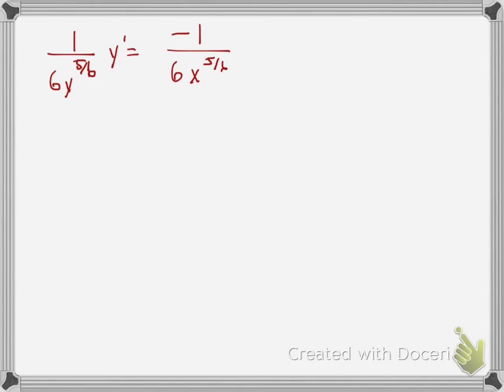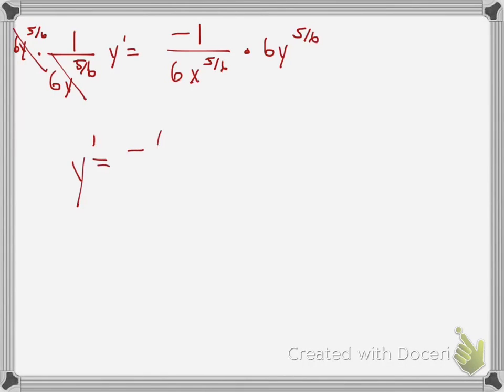I'm not going to divide because then I would have a fraction being divided by another fraction. Remember, instead of doing that, multiply by the reciprocal. So I'll multiply both sides by 6y to the 5/6. So that's what I'm going to do on the right side, and I'm going to do that same thing on the left side. When you do that on the left side, that cancels out to 1. You'll be left with y prime.